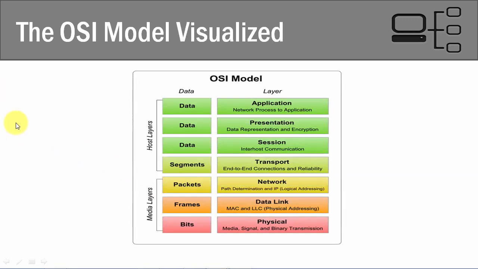So let's go ahead and see what it looks like. And like I said, it's composed of those different layers. We have our host layers at the top, and we have our media layers at the bottom. So this is what's taking place at the network, down at the bottom, and this takes place at your computer.